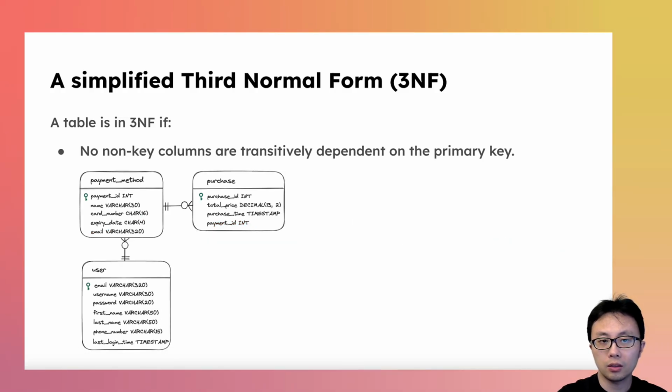With such a fix, you may wonder how the purchase table can be connected to user if there's ever such a need. They can still go through the payment method table. That's everything about the simplified version of the third normal form.